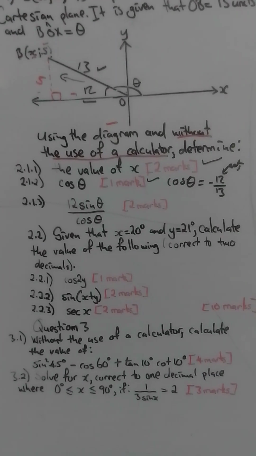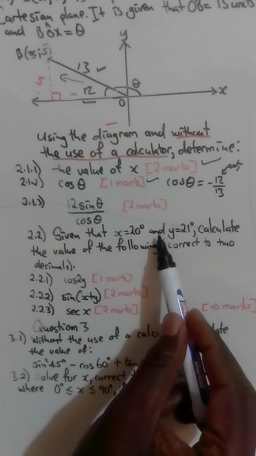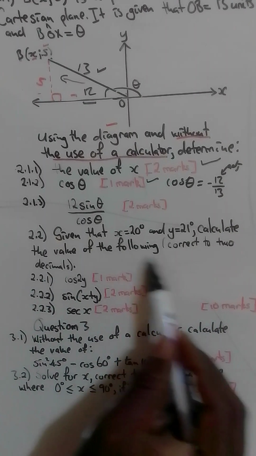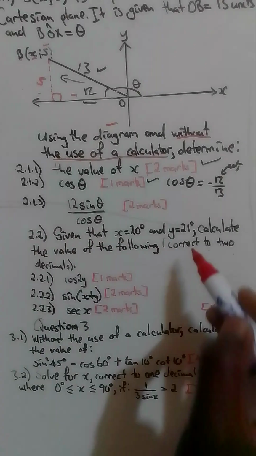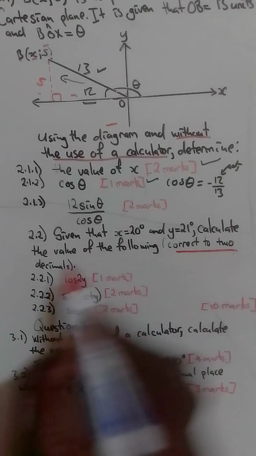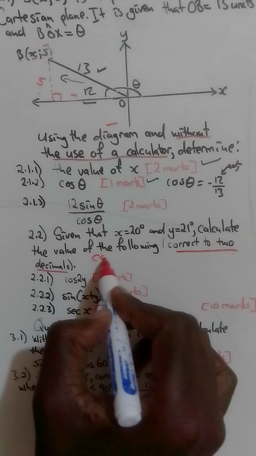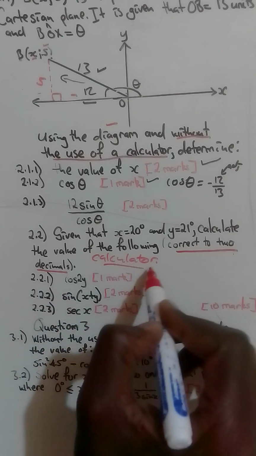Simple and straightforward. Then we go to the next question, which is now question 2.2. And on question 2.2, what is demanded? On question 2.2, it is said that given that x is equal to 20 degrees and y is equal to 21 degrees, calculate the value of the following, correct to 2 decimal places. So I must mark this part, correct to 2 decimal places, which means that I can use a calculator for this question.